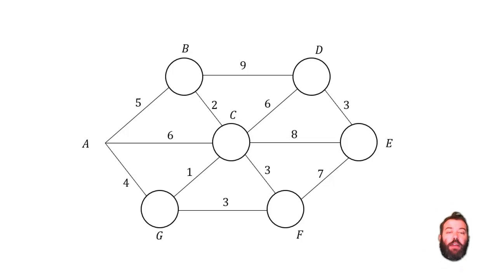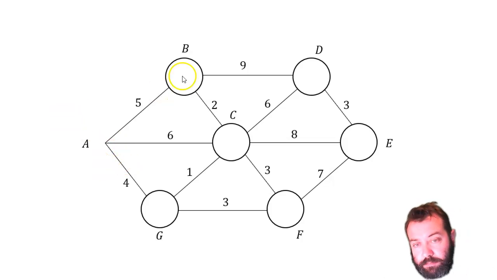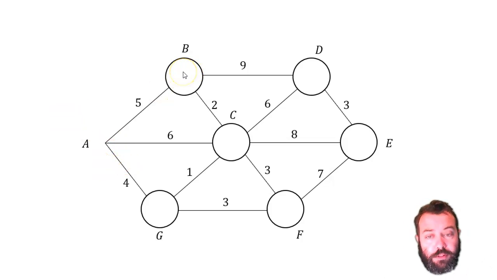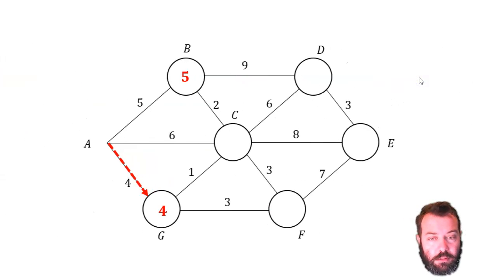Rightio, I have another example here. You might want to pause the video here and have a go at doing it yourself. We start at A, and then to B, the shortest distance is 5. To G, the shortest distance is 4.